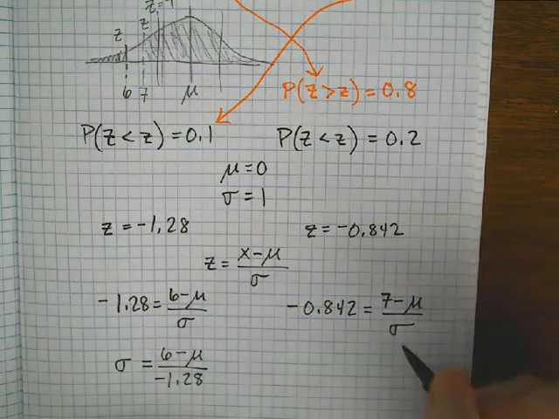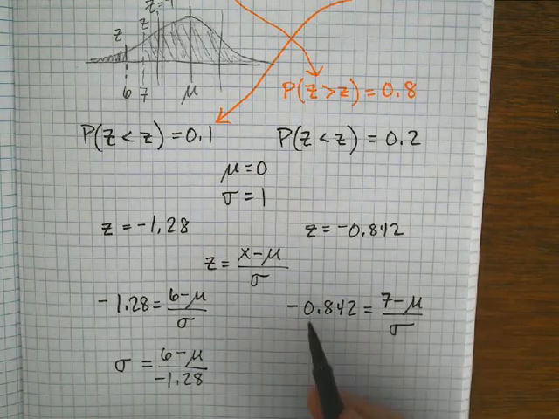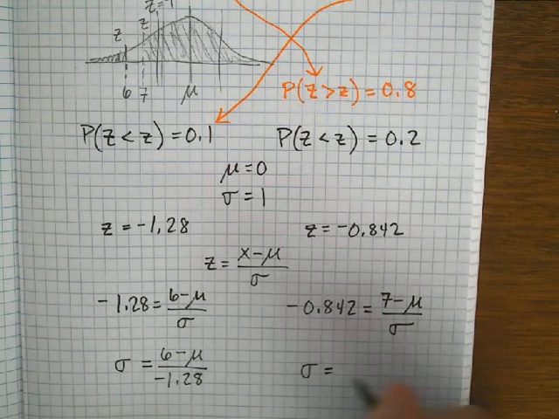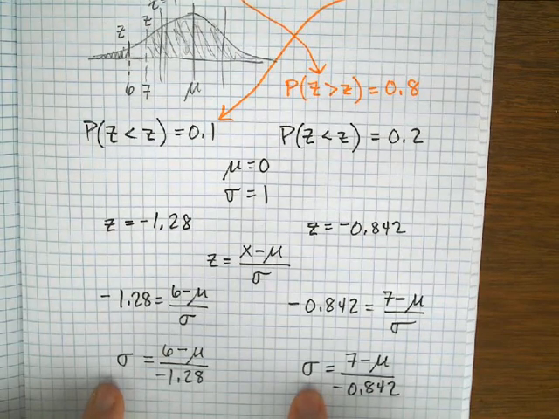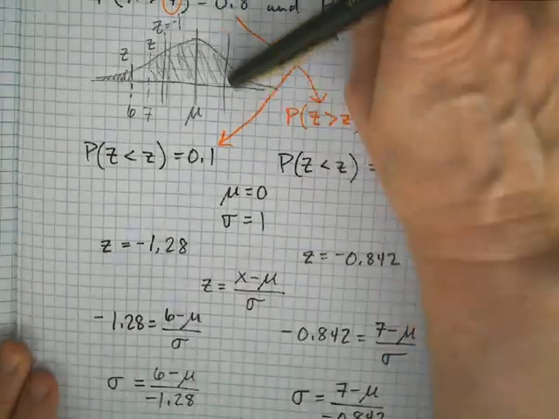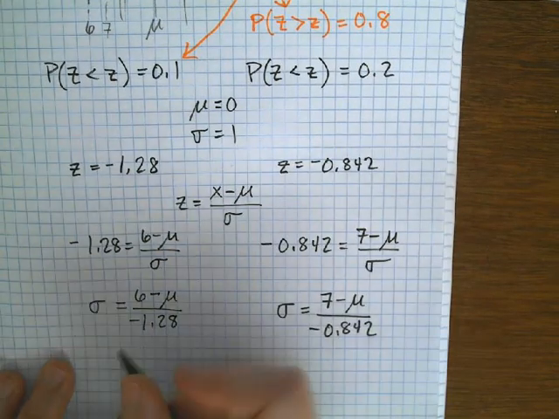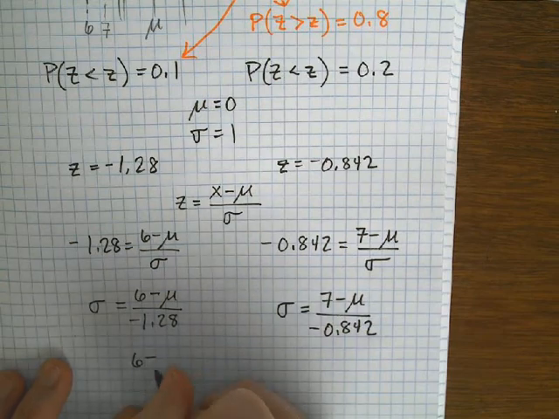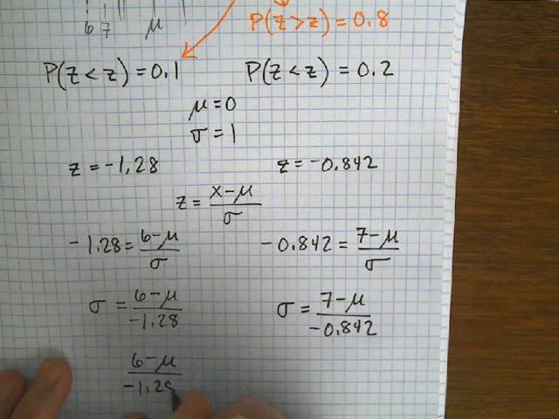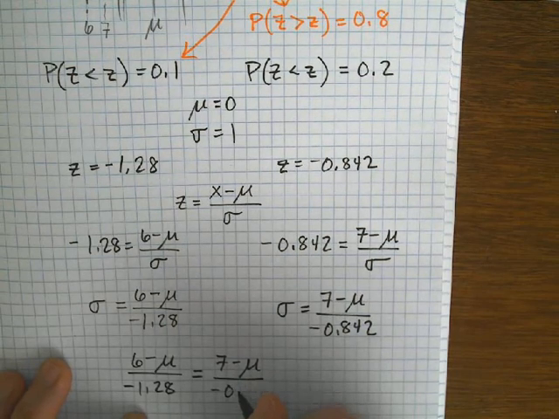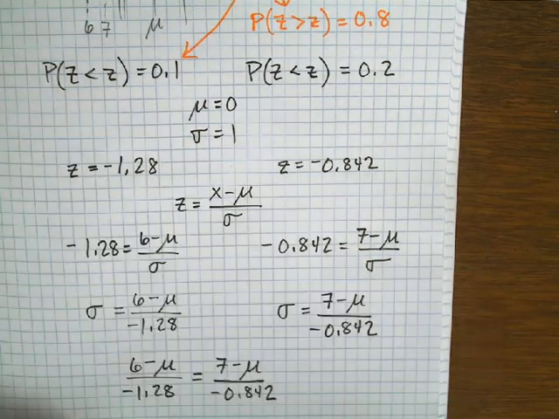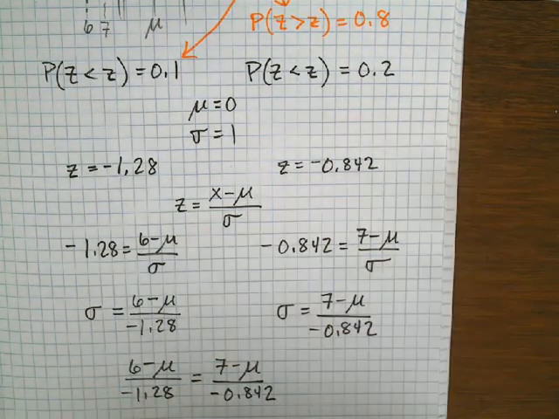All right, multiply both sides by standard deviation and divide both sides by negative 0.842. I'm left with standard deviation is equal to 7 minus the mean divided by negative 0.842. Now, since these both equal the same thing, I can set them equal to each other. They both equal the standard deviation, so I can use substitution and say 6 minus the mean divided by negative 1.28 is equal to 7 minus the mean over negative 0.842. Oh, I'm starting to run out of room.